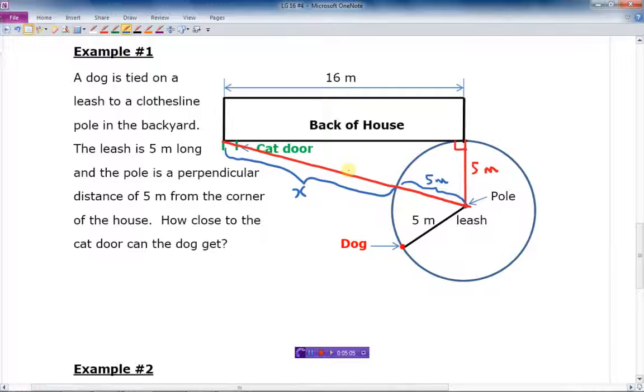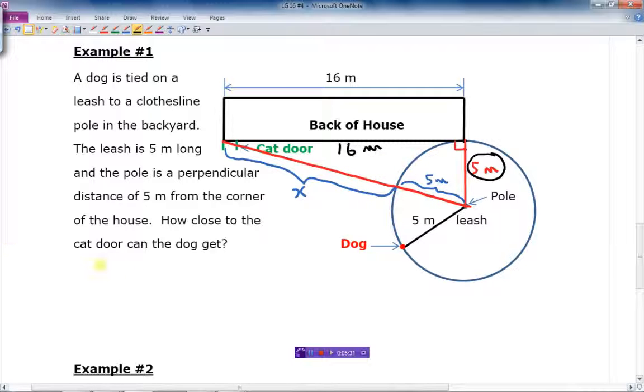By drawing that last red line, we've just made a 90-degree triangle. We know one side is 5 meters. We know this side here is 16 meters because it's the length of the house. So we can get the hypotenuse, which is the side opposite the 90 degrees, by using Pythagoras' theorem.